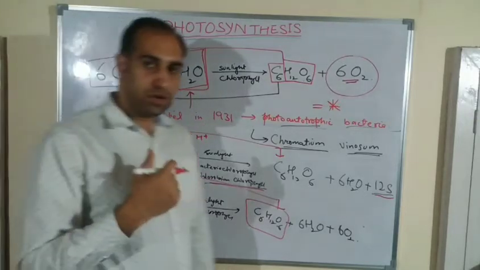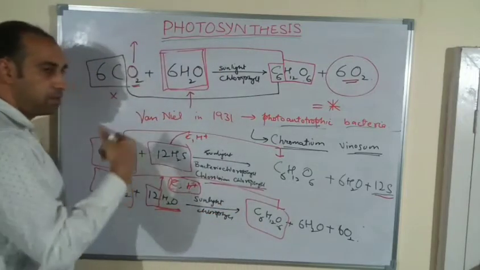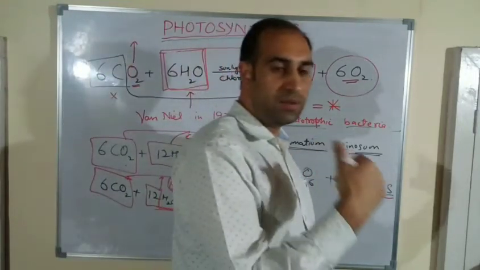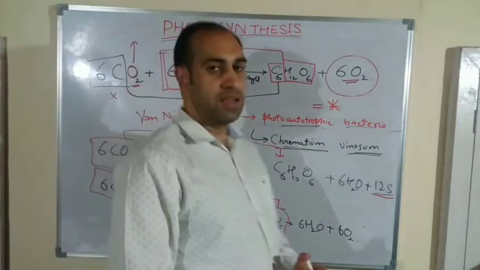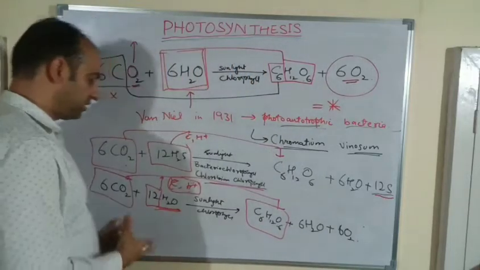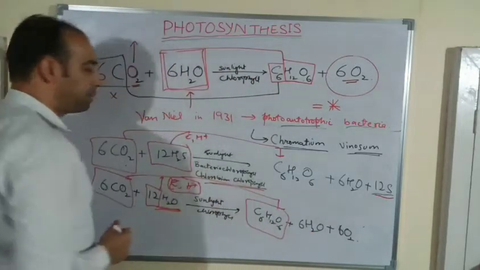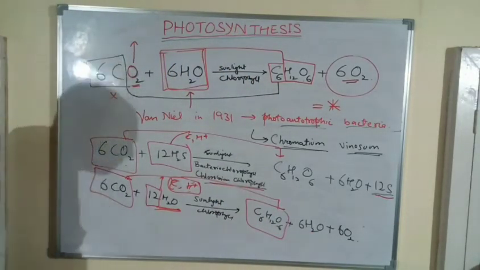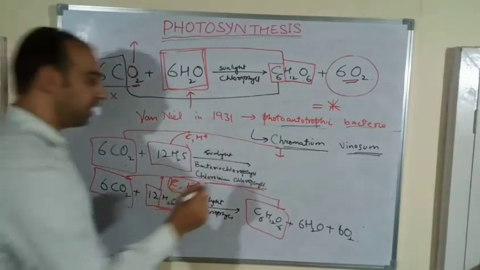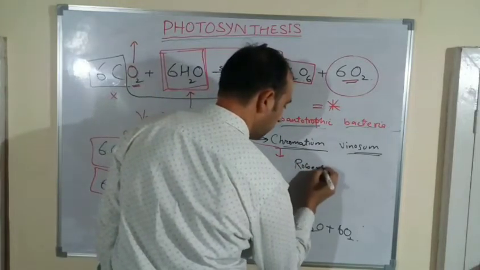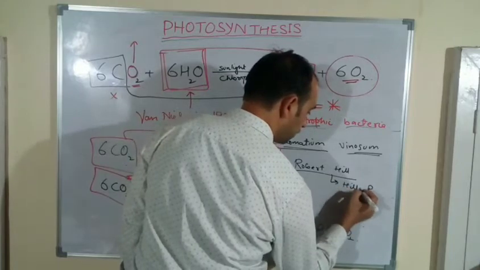Now a question arises: how is it possible that water liberates oxygen into the atmosphere during photosynthesis? Many scientists have proved this using various models and experimental evidences. One evidence was that of Robert Hill. He performed an experiment and gave it the name Hill's reaction.